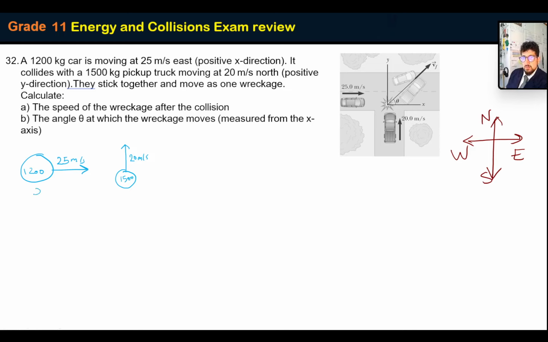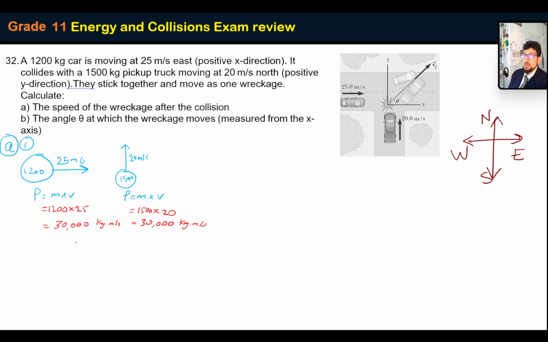So obviously I need to calculate the momentum and then find the whole momentum, the momentum of both. And then I can use that to calculate the velocity. So the first step is this one here. We're doing A, and I'm just going to say A1, which means A step 1. Let's use red to calculate the momentum. So that's going to be 1200 times 25, and this is going to be 1500 times 20. And both of these will equal 30,000 kg meters per second.